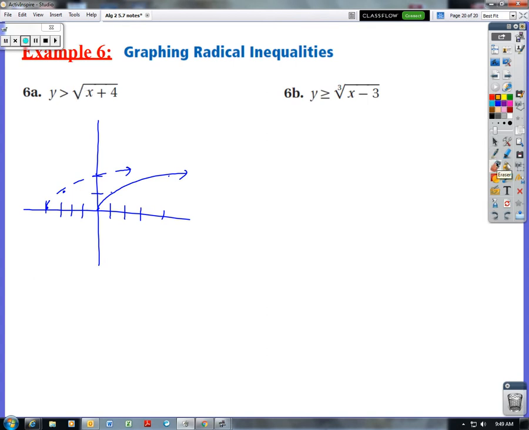Oh, I hit the eraser, not the highlighter. And I had to be careful because, oh, yeah, there it is. It stops at x equals -4. We can't go to the left of there because it's not defined.